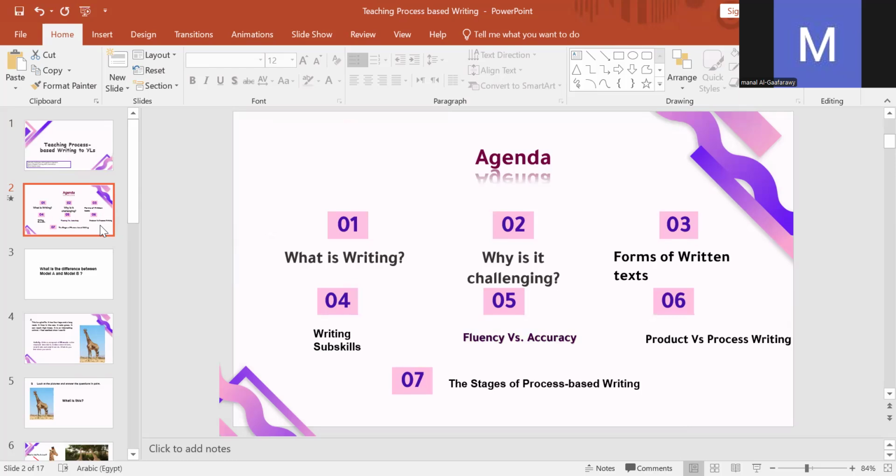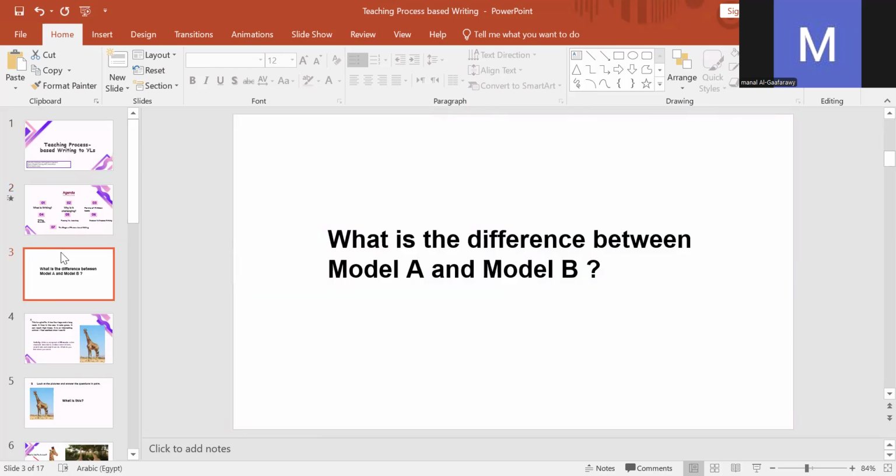Afterwards, I'll be focusing on the difference between product and process writing and the functions of each of these two approaches. Finally, I'll be covering the stages of process-based writing. So let's get started with this warm-up question. What is the difference between Model A and Model B?